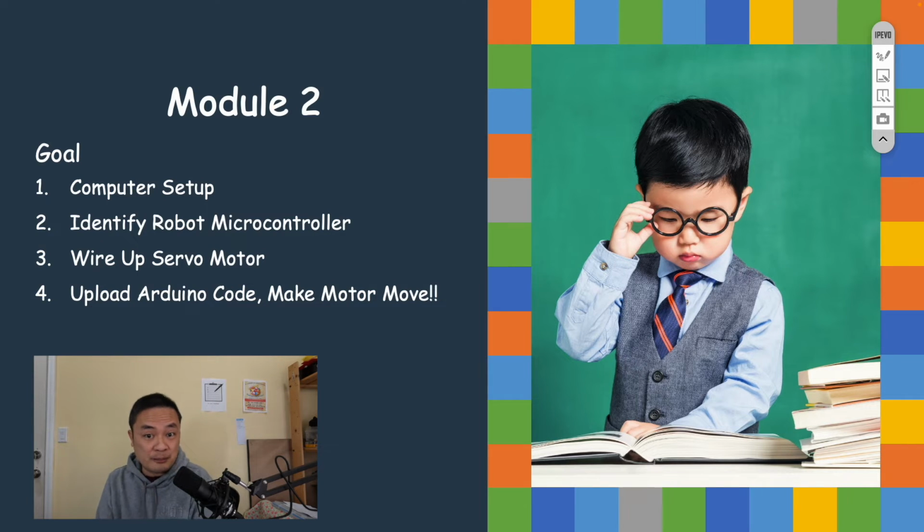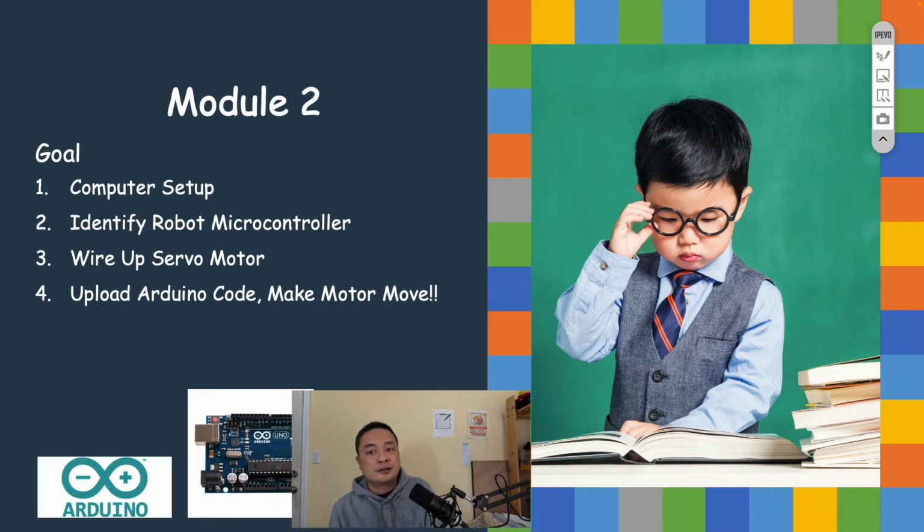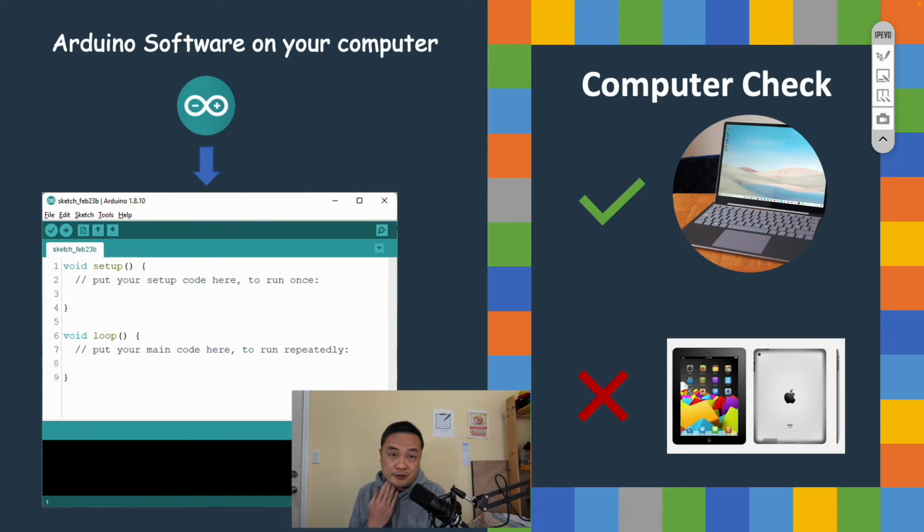Let's set up your computer. I am going to walk you through how to install the Arduino programming software onto your computer. So first things first, we're going to download the Arduino software to your computer. We're not going to use an iPad. We're not going to use a Chromebook. You are required to have either a PC or an Apple. I mean, not the apple you eat, the Apple computer, right?